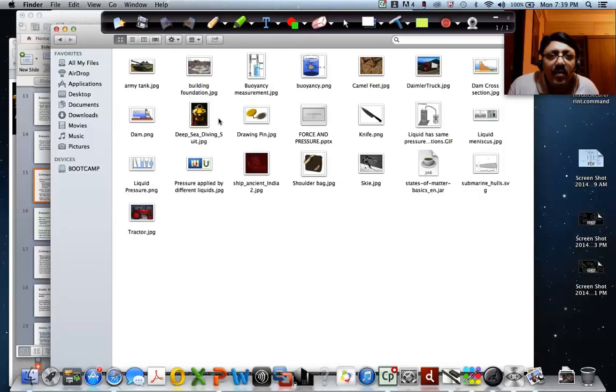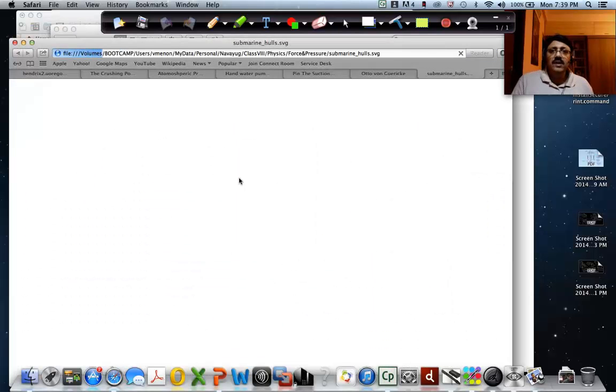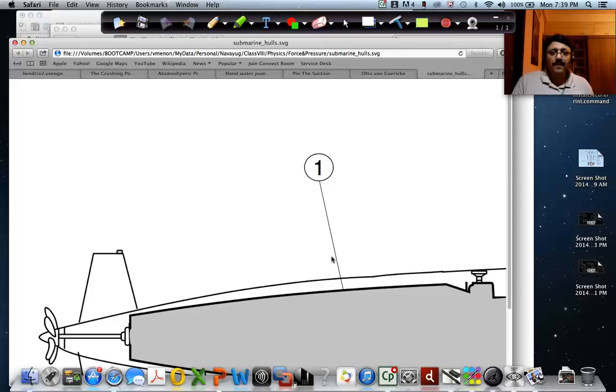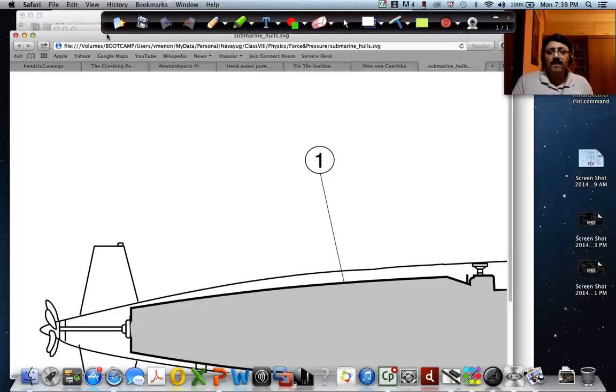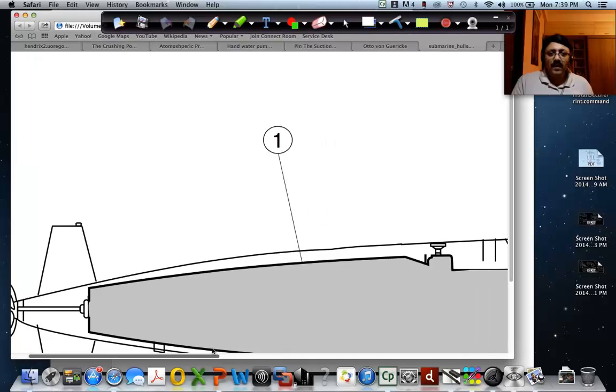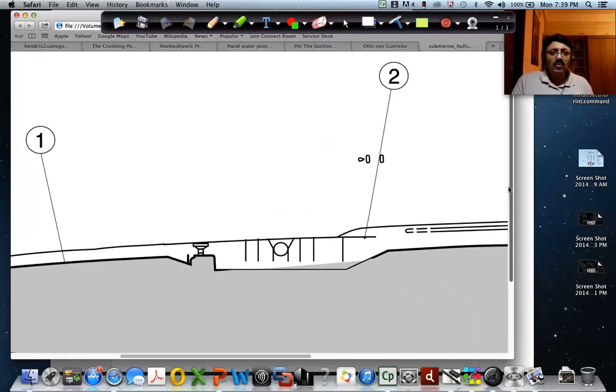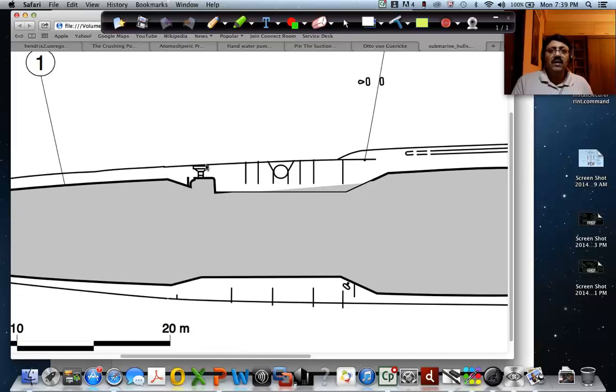I just want to show you the submarine. A lot of pressure. See, this is a submarine hull. And you can see how thick the steel is. That depends upon which depth it is built for, but you can see how thick the steel hull, basically the body, is, so that it's very strong and can withstand that high pressure at deep sea.